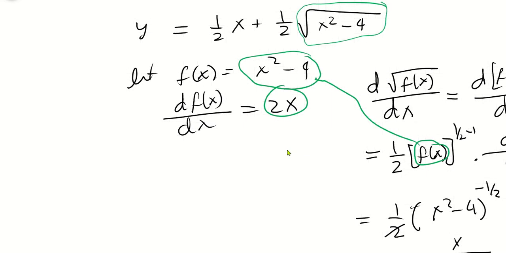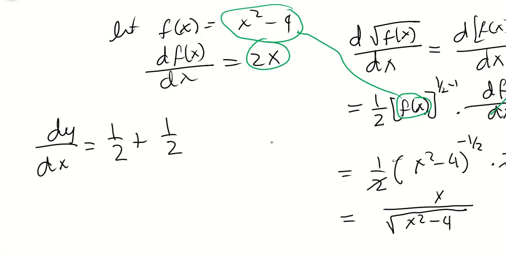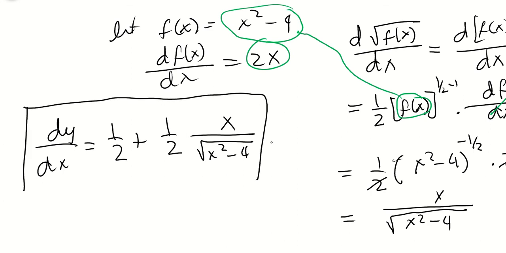So let's go back to this problem. dy/dx now will be equal to the derivative of 1 half x, which is 1 half, plus the derivative of this one, 1 half, and this one is x over the square root of x squared minus 4. And this will be our final value for the derivative.